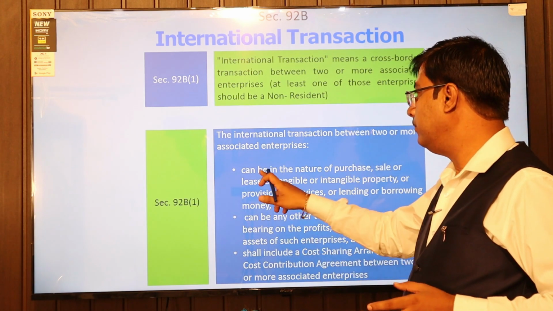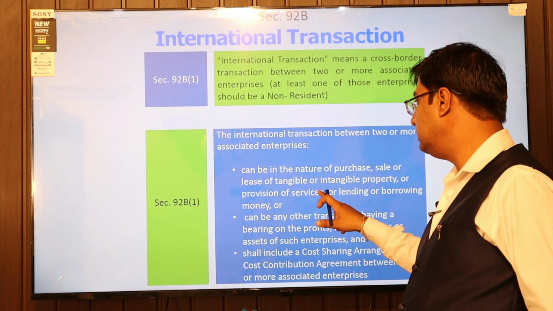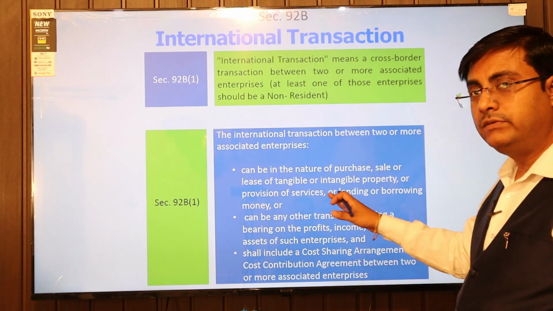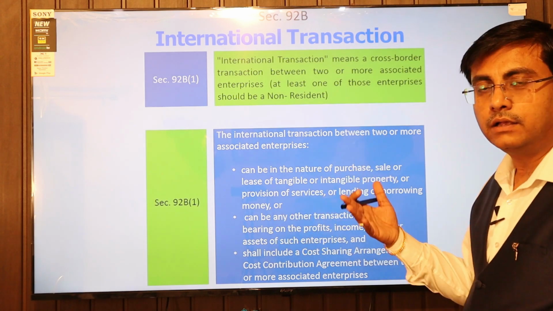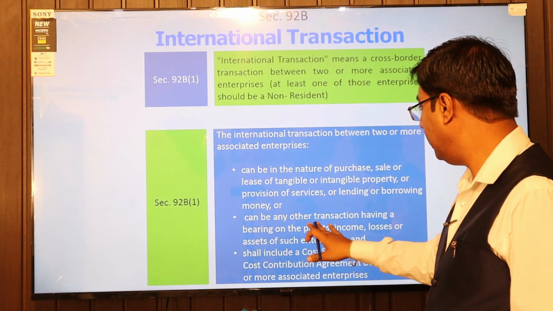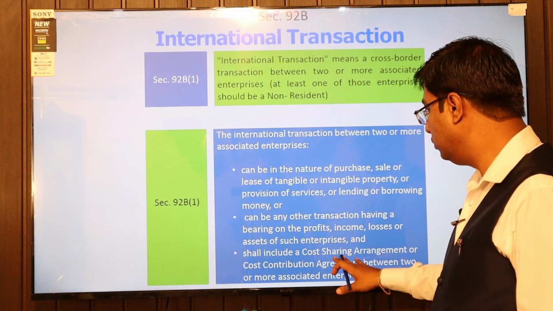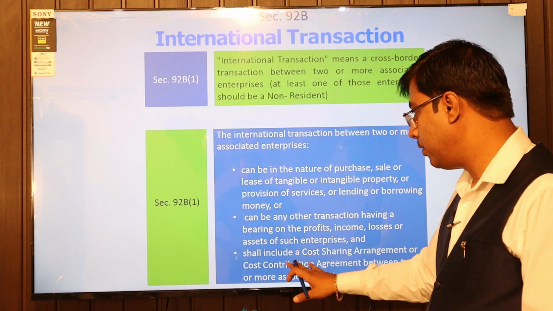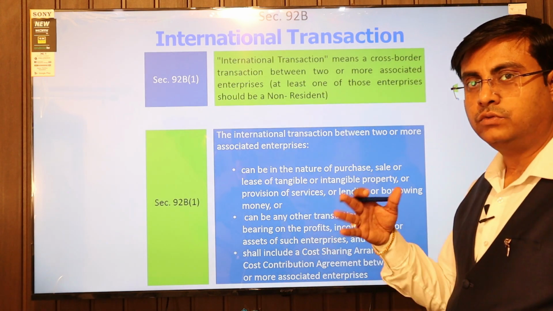It can be in the nature of purchase, sale, or lease of tangible and intangible property, provision of services, lending, or borrowing money, or corporate guarantee. It can be of other nature having a bearing on profit, income, or losses, and shall include cost sharing arrangements and cost contribution arrangements with the associated enterprises.